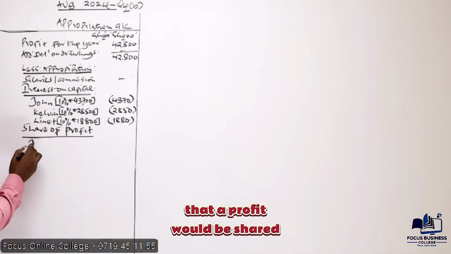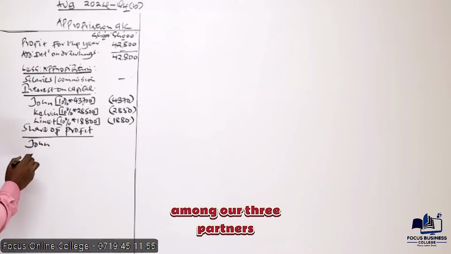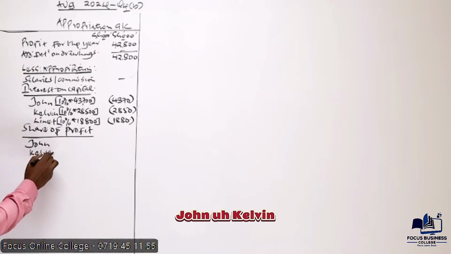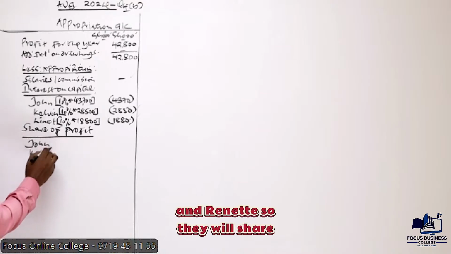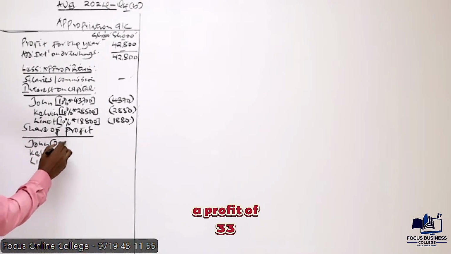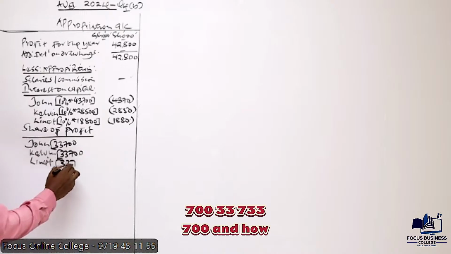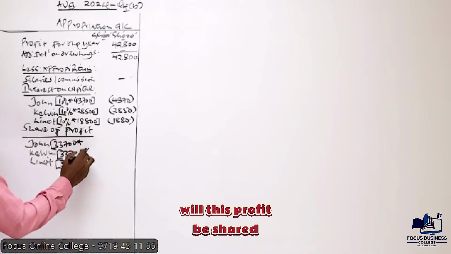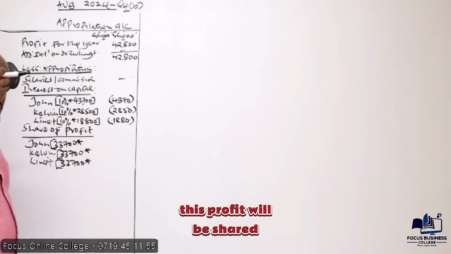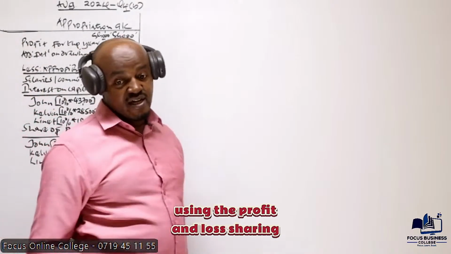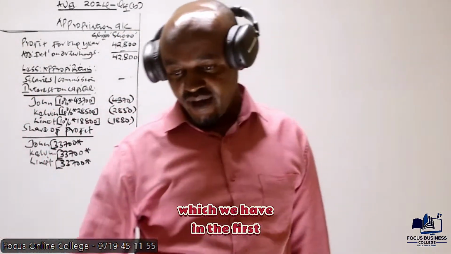Now that profit will be shared among our three partners, John, Kelvin, and Renette. So they will share a profit of 33,700. And how will this profit be shared? This profit will be shared using the profit and loss sharing ratio, which we have in the first paragraph.